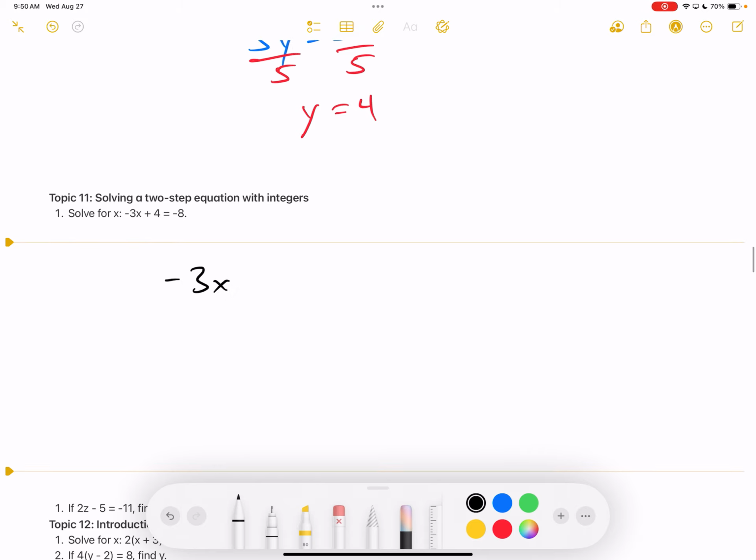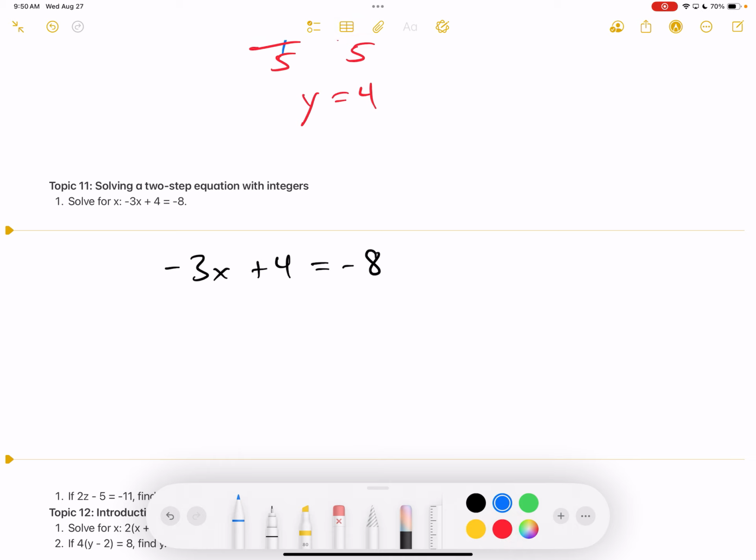A little bit harder ones when you have negatives in it, but still works the same way. I'm trying to get this term by itself first, so I need to get rid of the 4. So I subtract 4 from both sides, and I get negative 8 minus 4 is negative 12. And then divide both sides by negative 3. So x is positive 4. Negative divided by negative makes it positive.